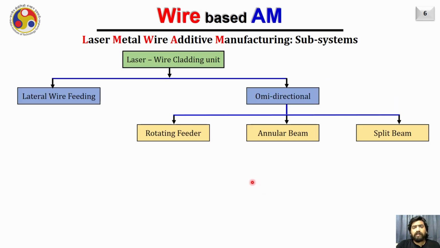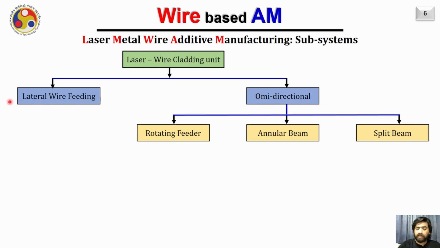Now let us discuss in detail the laser wire cladding unit. There are two possibilities for a laser wire cladding unit. It could be either a lateral wire feeding unit or an omnidirectional unit.